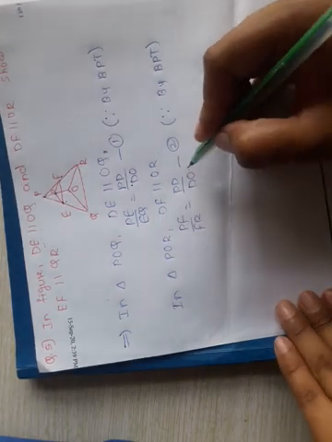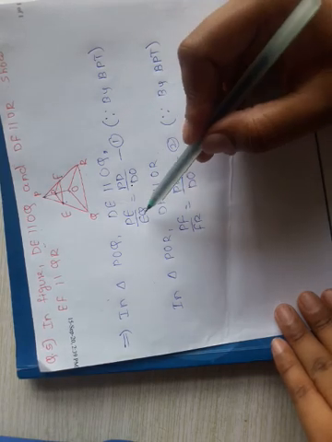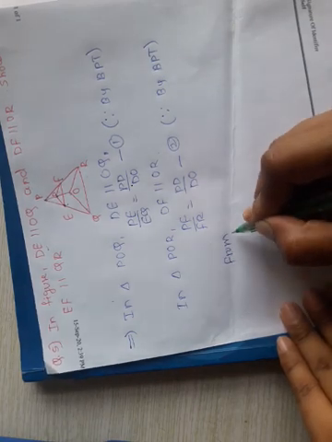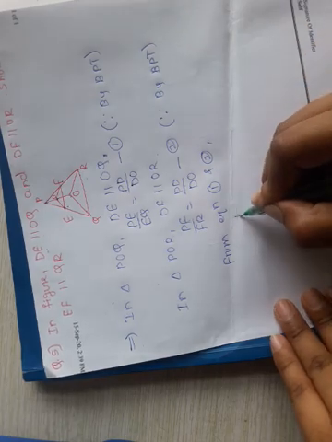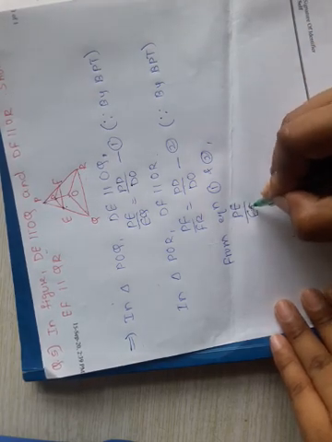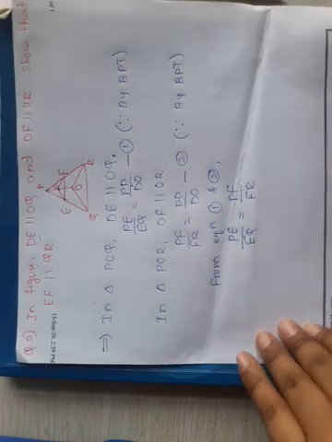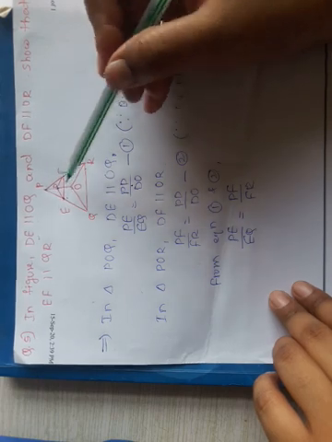See, from equation 1 and 2, again the RHS are equal, and therefore we can say that the LHS must be equal. So write down, from equation 1 and 2 we get PE upon EQ is equal to PF upon FR. Okay, PE upon EQ, these are the ratios of which triangle? Triangle PQR.